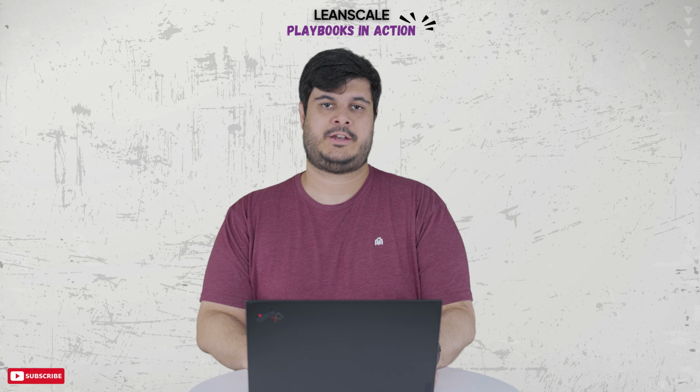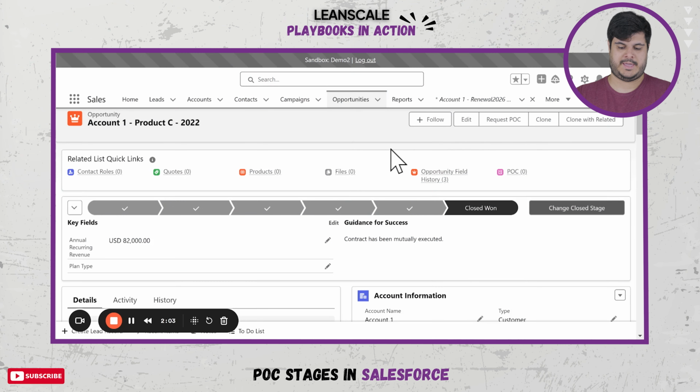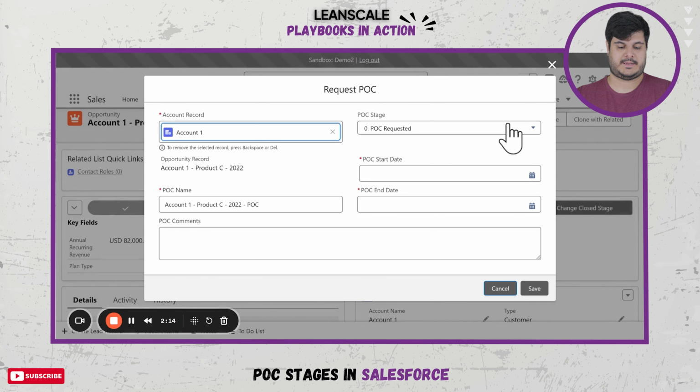Let me share my screen and show you how we approach designing it directly in the system. As you can see, we have an opportunity here for account 1 and product C, and right at the top hand corner, right as a button, you should be able to see a request POC button. As you click on this, it will automatically create a POC record with the basic information that we have required in here, which will be a name.